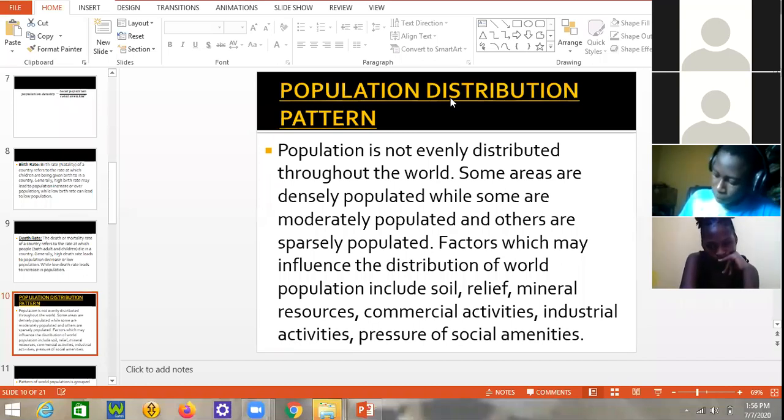And of course, there are a lot of factors that give rise to this pattern of distribution. The factors may include soil, relief, mineral resources, commercial activities, industrial activity, or pressure on social amenities. All these and many more factors are what give rise to the pattern of population distribution of any country.